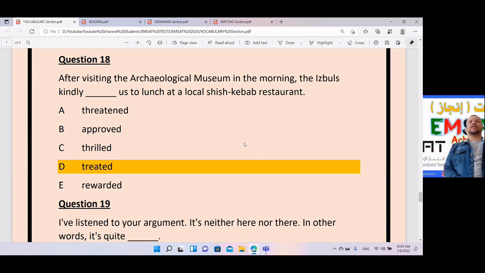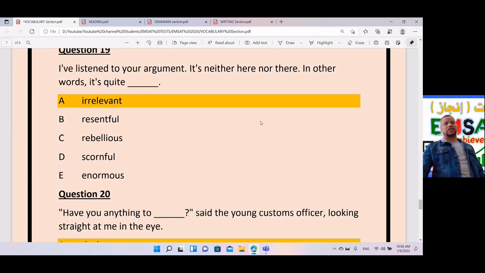Question 18, after visiting the archaeological museum in the morning, the Isbells kindly treated us to lunch, means invited us to lunch at a local shish kebab restaurant. Question 19, I have listened to your argument. It's neither here nor there. This argument, this conversation between you and me, you're speaking, I didn't listen to that discussion by you here or there, new for me. In other words, it's quite irrelevant, not related to the topic. Very good one.